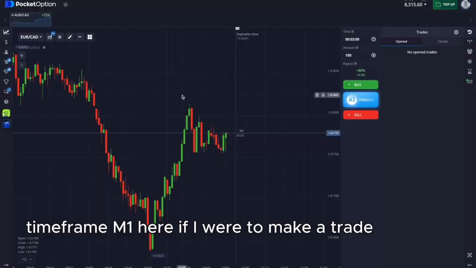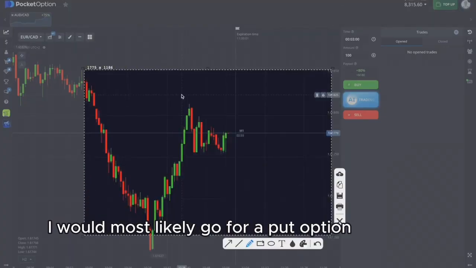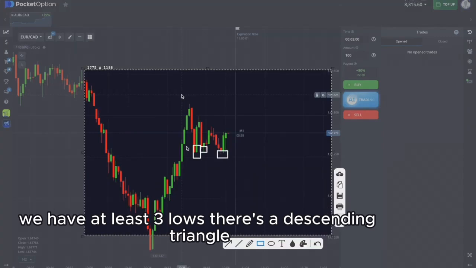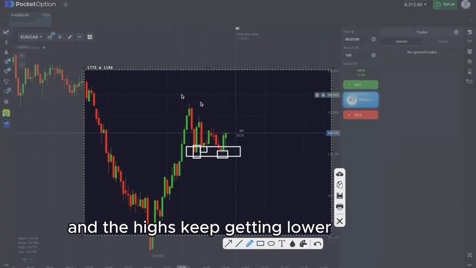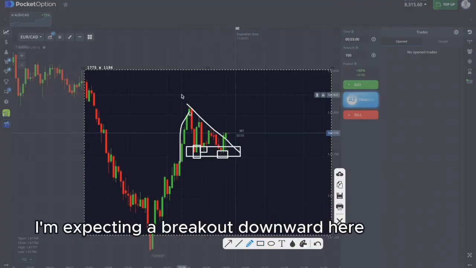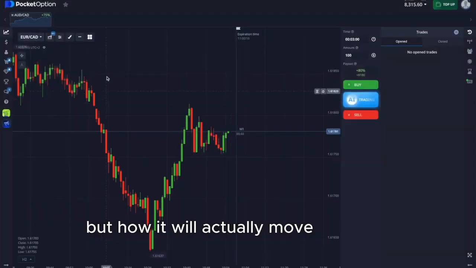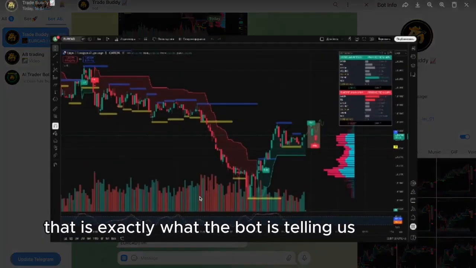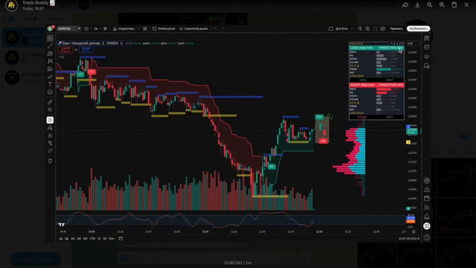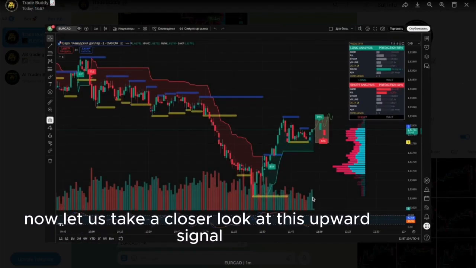Here, if I were to make a trade, I would most likely go for a put option. We have at least 3 lows, there's a descending triangle, and the highs keep getting lower. I'm expecting a breakout downward. Here I would open a position downward, but how it will actually move, well, that's the thing. That is exactly what the bot is telling us. Now, let us take a closer look at this upward signal.